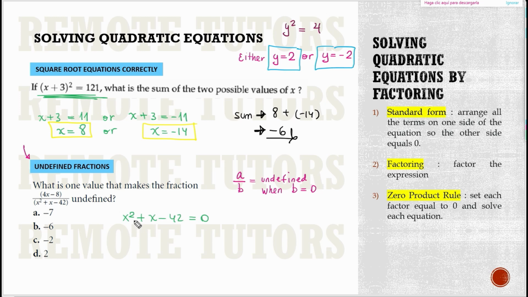So we will have to solve for x here. Remember that we need to factor the expression on the left. So that's (x minus 6) times (x plus 7). So either x minus 6 is equal to 0 or x plus 7 is equal to 0. So either x is 6 or negative 7. And the answer will be choice A.